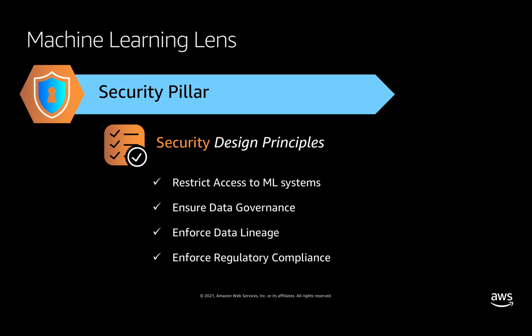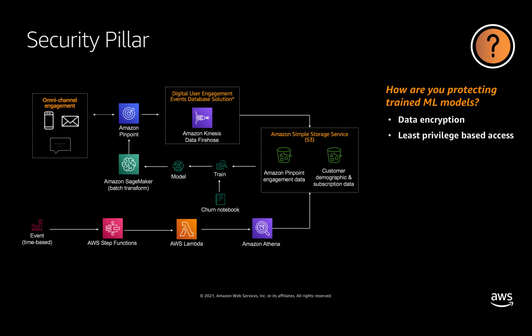When it comes to the security pillar, these are the high-level design principles. You can see they're focused on data governance and lineage, as well as specific considerations for restricting access to machine learning systems, as well as enforcing regulatory compliance. Let's take a look at a sample question in the machine learning security pillar. How are you protecting machine learning models?